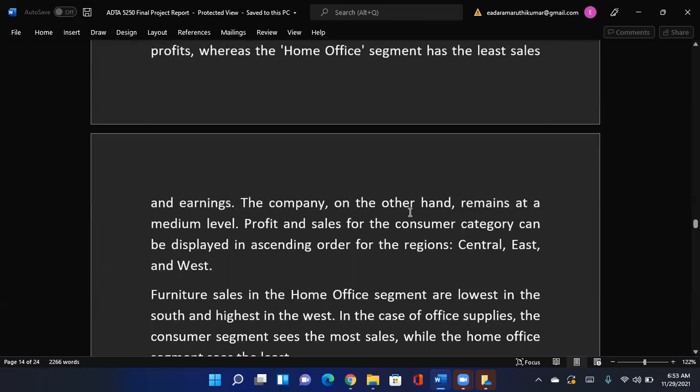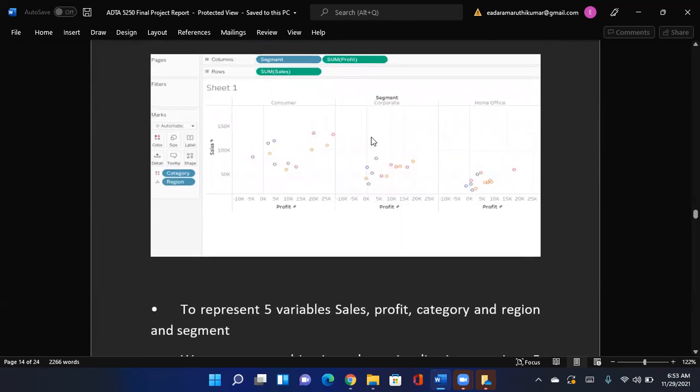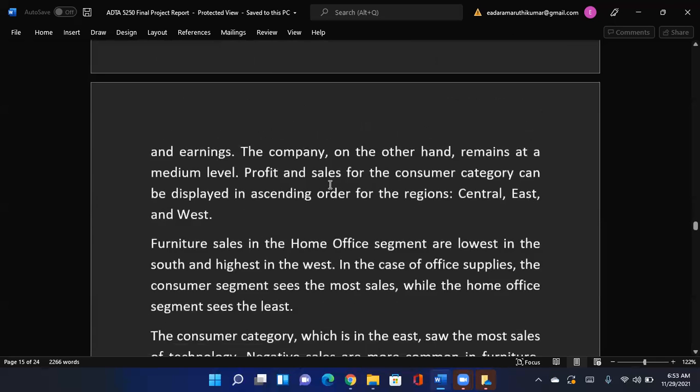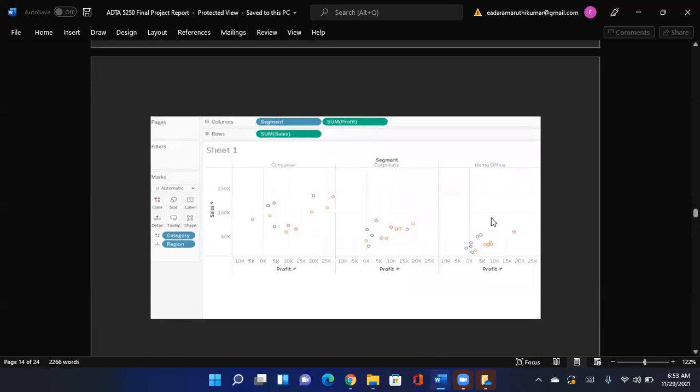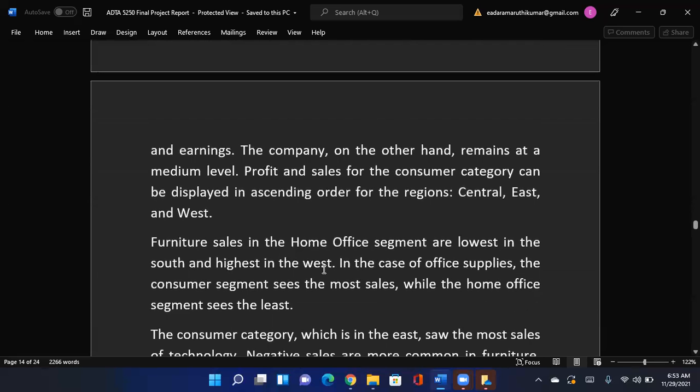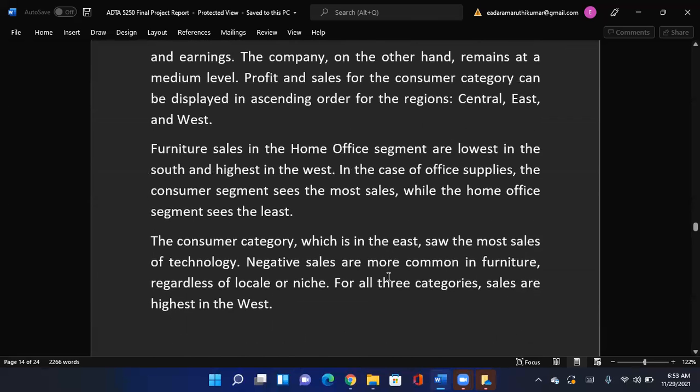After that, the other remains medium, like I already told you, right? This corporate segment is in the median. What are the furniture sales in the home office segment? They are the lowest in the south region and the highest in the west. This is the home office segment. The furniture is in blue color. The furniture is very low in south and highest in the west.